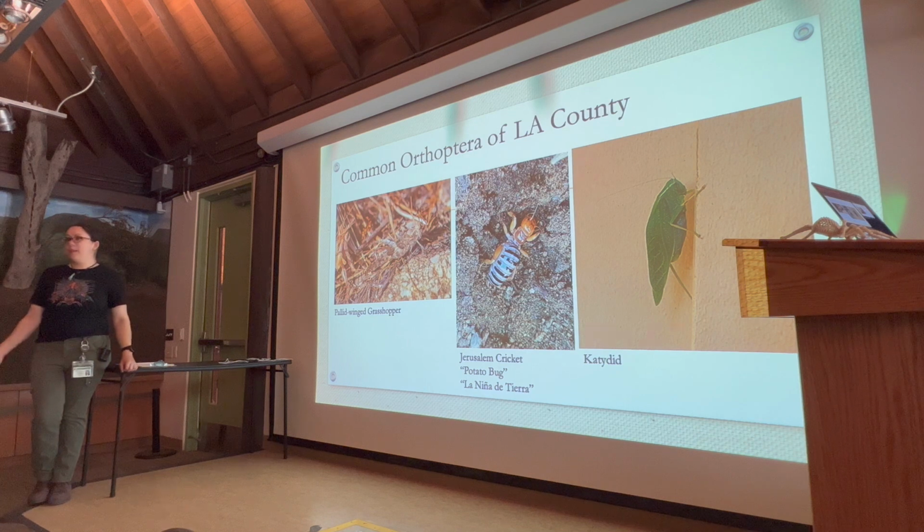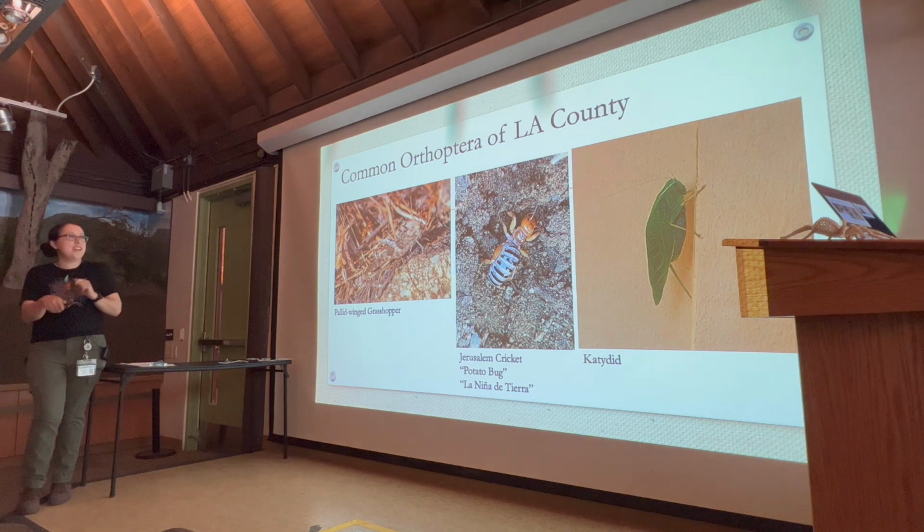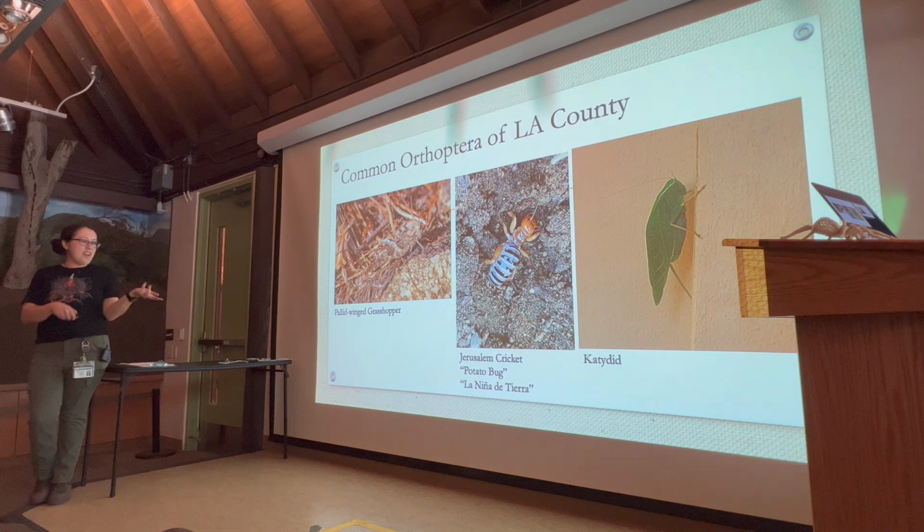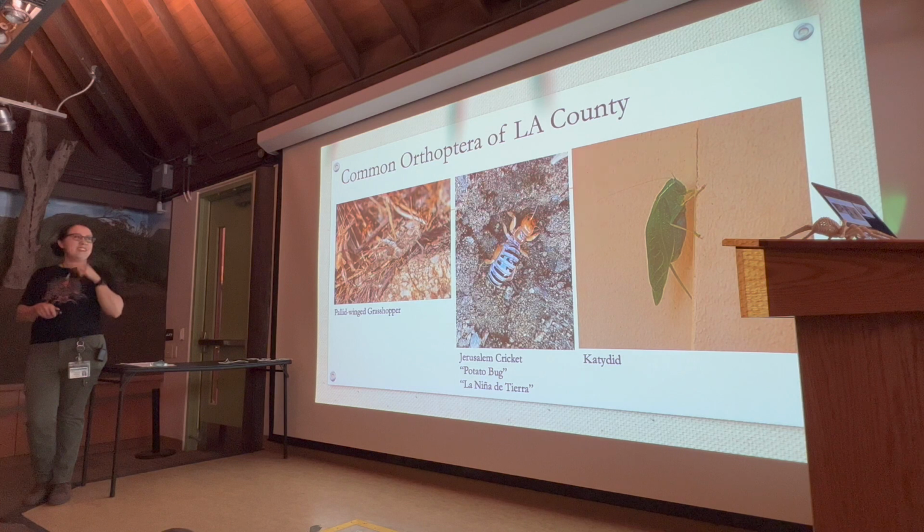Another one that a lot of people, if you're here, will say, "I saw this really weird bug one time. Let me show you on my phone." It could be the Jerusalem cricket, also called the potato bug, or La Niña de Tierra, or I think it's El Niño de Tierra. I don't know which one it is. And they're big. They can bite too, because these guys all have chewing mouth parts, primarily for plant material, but these guys eat other things. They're pretty ferocious. And then the katydid, which blends in super well.